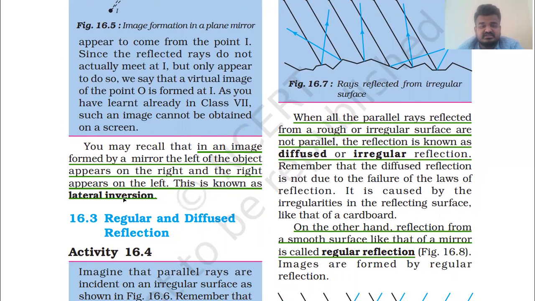After this, we have discussed lateral inversion. In an image formed by a mirror, the left of the object appears on the right and the right appears on the left. This is known as lateral inversion. If you hold something with the help of the left hand, then the image will hold that thing with the help of the right hand. This is the lateral inversion.